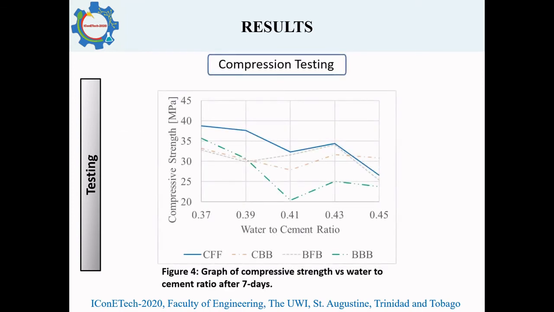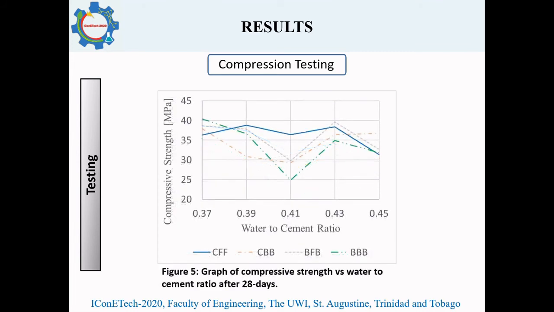On to compression testing. Figure 4 shows the variation of compressive strength with water to cement ratio after 7 days. The CFF series generally produce the highest 7-day strength, with CFF 37 producing the highest strength of 38.7 megapascals. The lowest 7-day strength amongst the batches was with the BBB 41 designation at 20.4 megapascals. As is expected, we notice the general trend is toward a reduction in strength with increasing water to cement ratio.